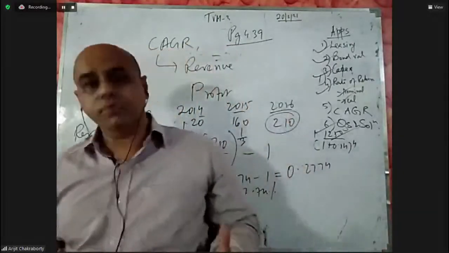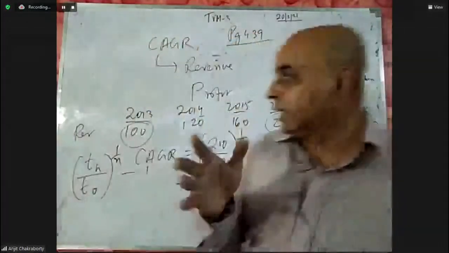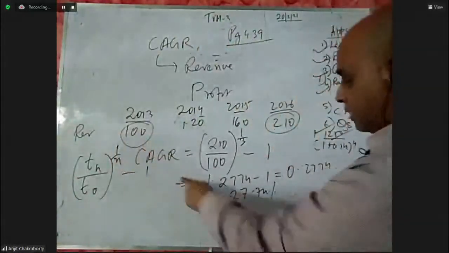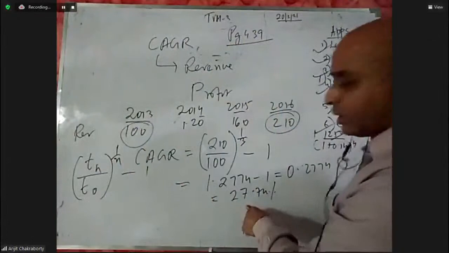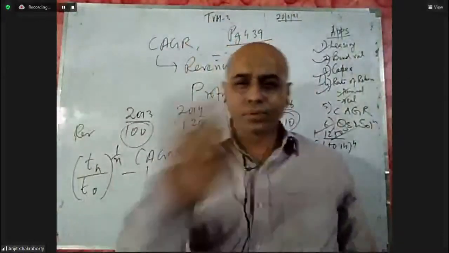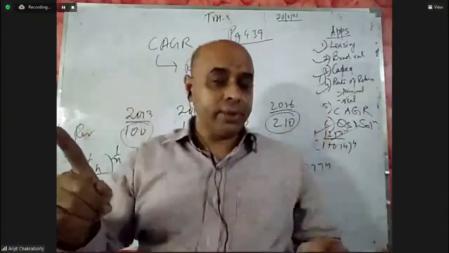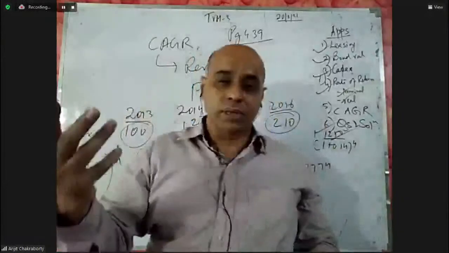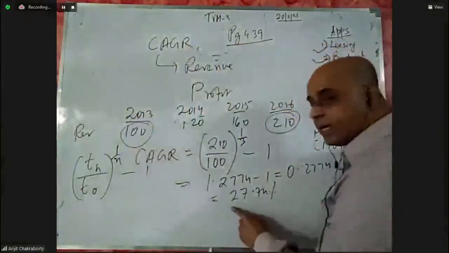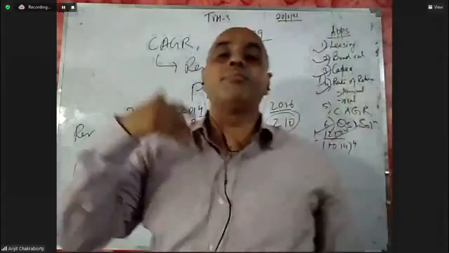Plus, you may have to compare the performance of some shares in the last 5 years, like say performance of share A. We have done it and we have got CAGR 27.74. If I do another calculation for 3 years, 2013 to 2016, for another share, say B, and if I get a CAGR of 32%, that means CAGR of B is higher than CAGR of A. CAGR of A is 27%. That means share B is performing better.